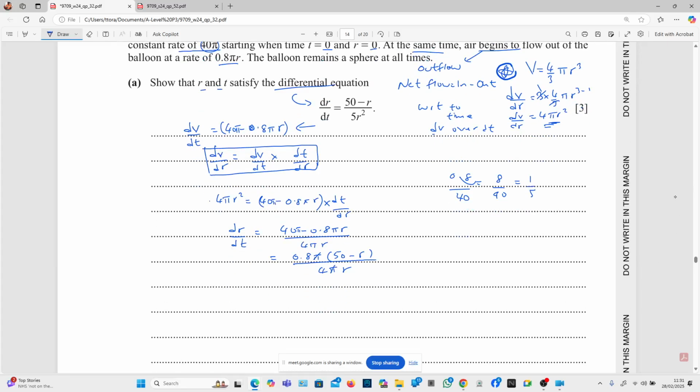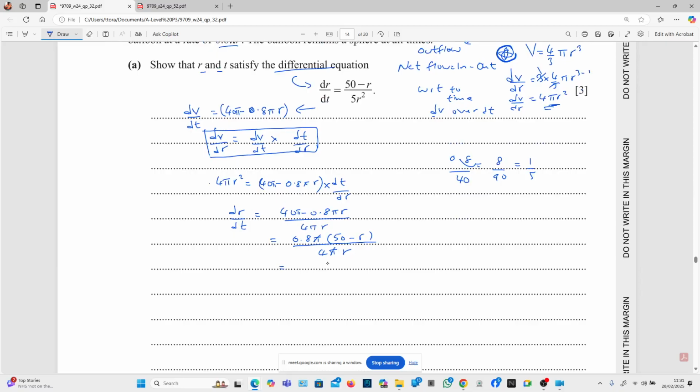So what we have is then 1 over 5. So basically what we're saying is this is now 50 minus r divided by 1 over 5. Just bear with me a moment. So dr over dt, and there was a 4 pi r squared here.